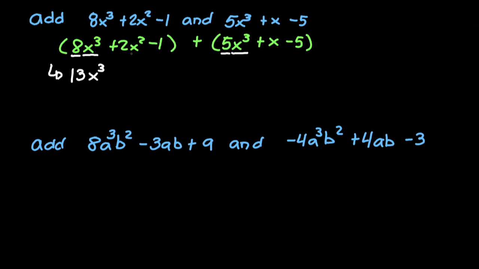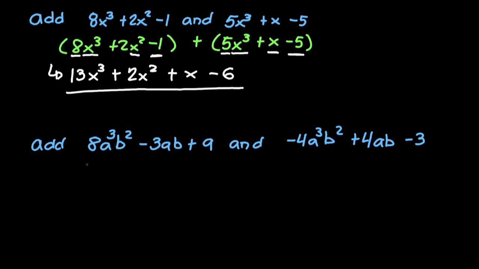Now, there is x squared here, but there is no x squared in this area. So just put 2x squared in there. Now, in this side there is x, but in our side there is no x, so just put x here. So now there is negative 1 here and there is negative 5 here. So combine this. So negative 1 plus negative 5 is negative 6. This will be the answer.